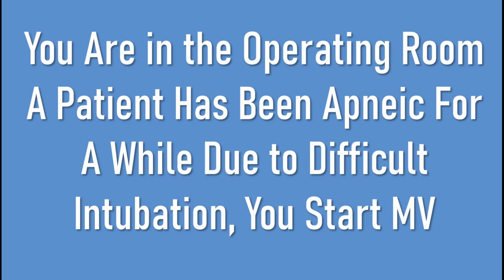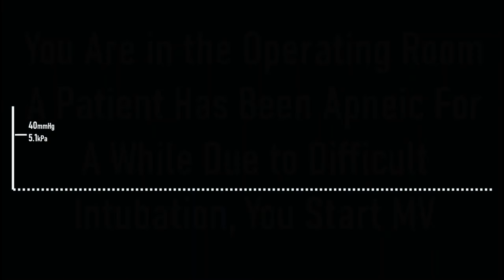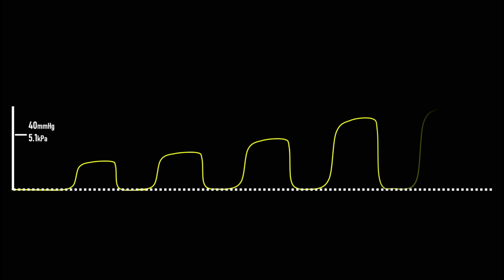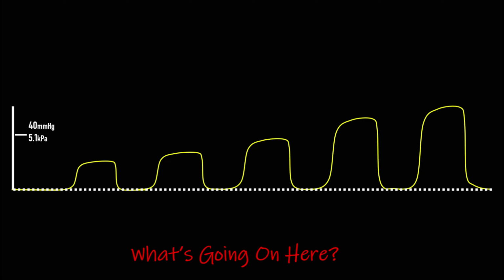You're in the operating room. A patient has been apneic for a while due to difficult intubation, and you start mechanical ventilation. This is the CO2 trace. What's going on here? This trace demonstrates lung recruitment after commencement of mechanical ventilation.